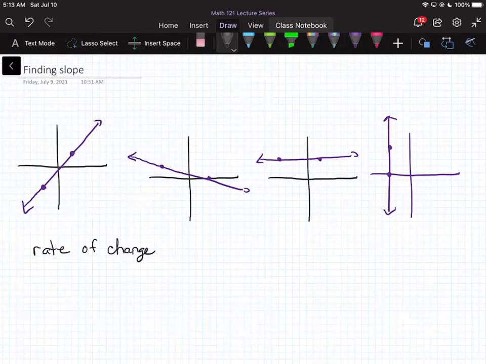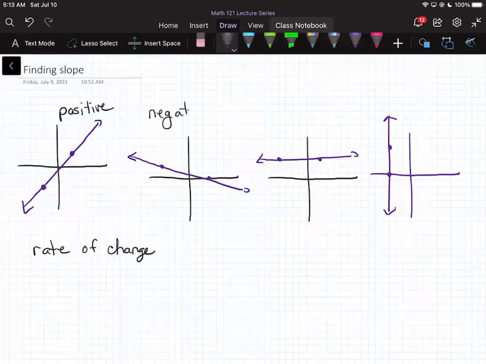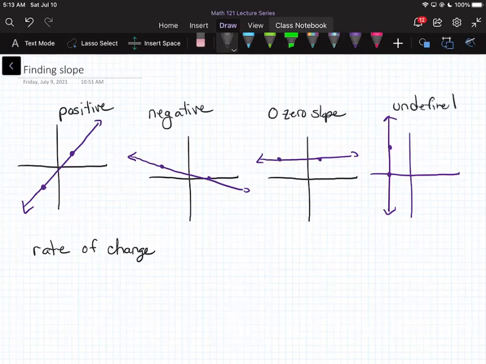When we look at slope, there are four different categories it can fall into. It can have a positive slope, can have a negative slope, it can have zero slope, and it can have what's called an undefined slope.